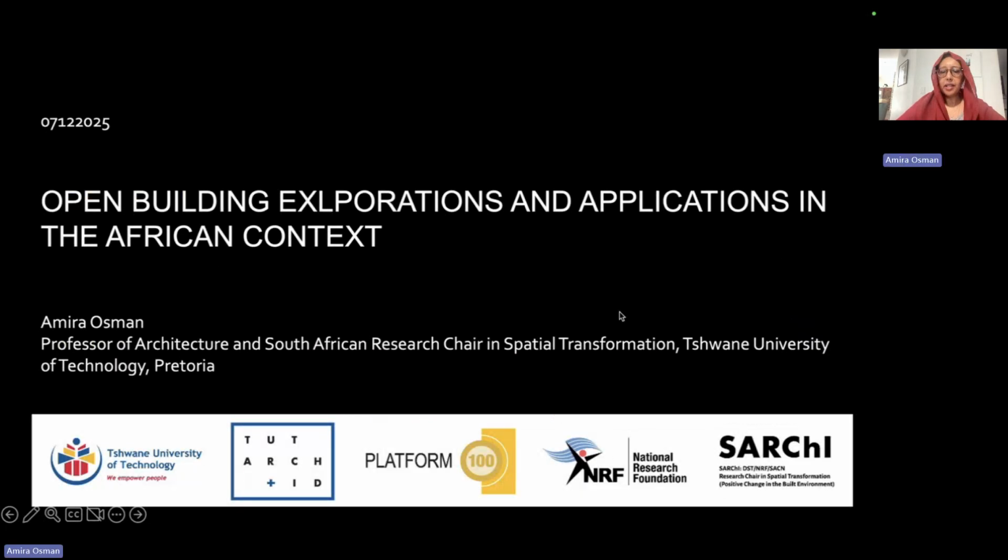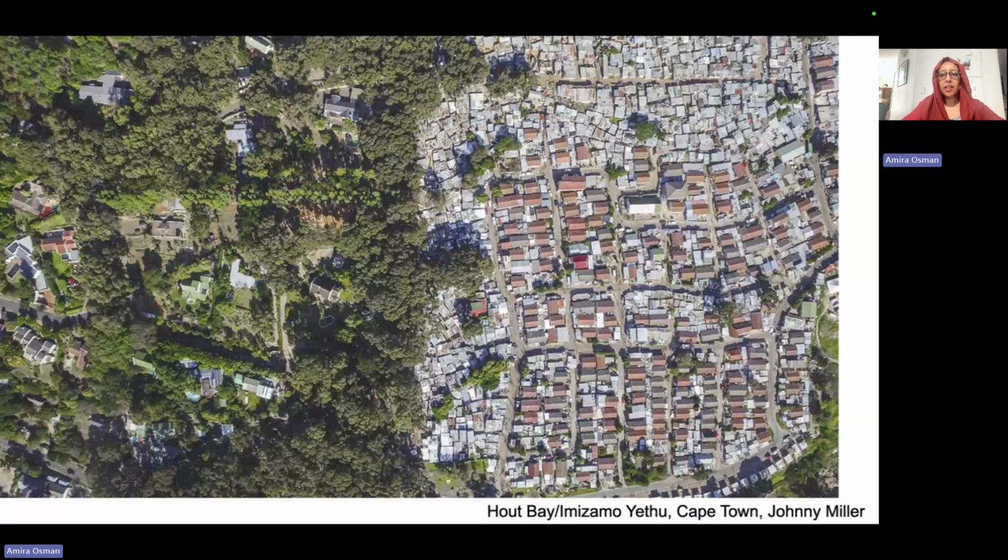I will be presenting on open building explorations and applications in the African context, specifically looking at my experiences in South Africa. And I hope that it will have resonance for other places in the world as well. South Africa is known by its very divisive apartheid planning.